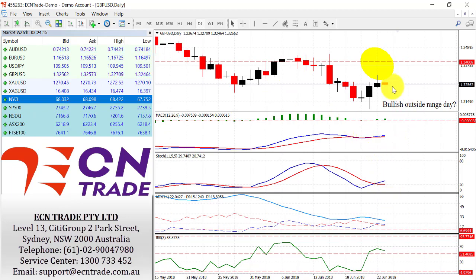Overall, though, if this pattern doesn't evolve in the next 24 hours to more of a bullish case, then we could see this outside range day negated and actually see further weakness.